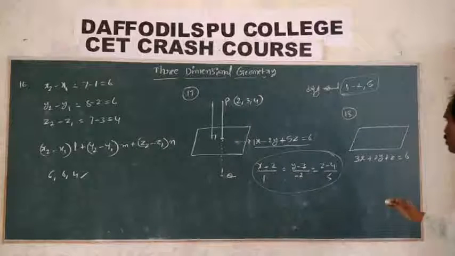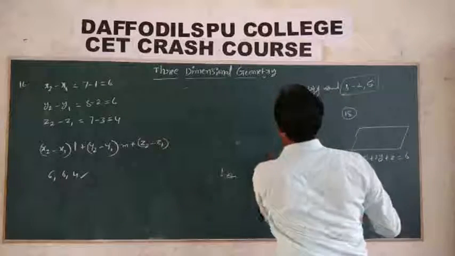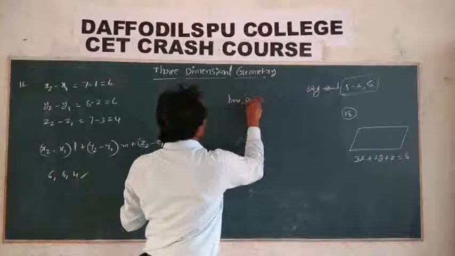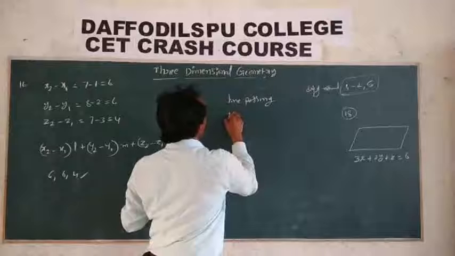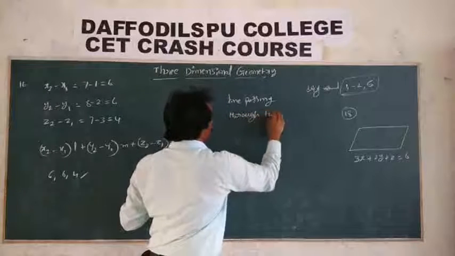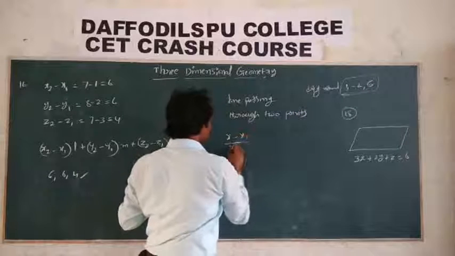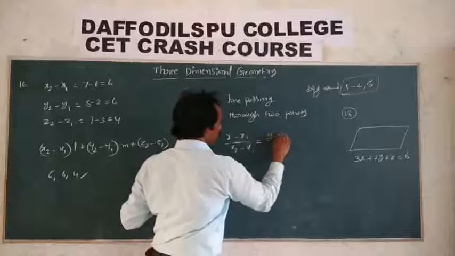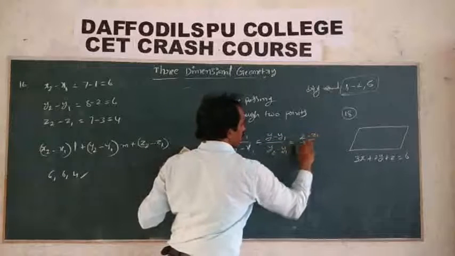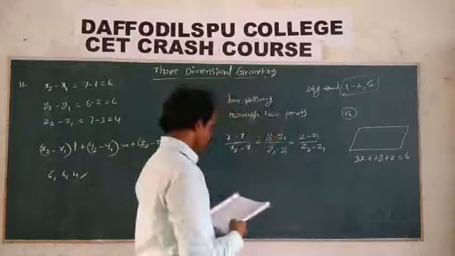A line joining the points, a line passing through 2 points. What is the equation of a line passing through 2 points? (x minus x1) by (x2 minus x1), (y minus y1) by (y2 minus y1), (z minus z1) by (z2 minus z1). Okay, use that formula.